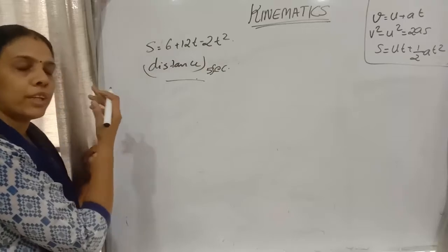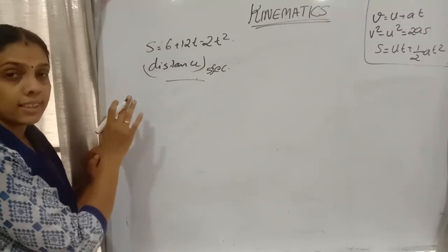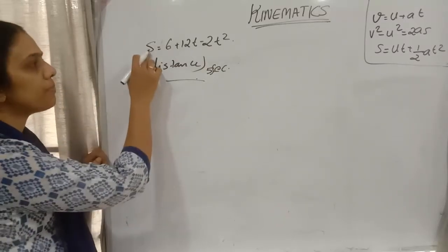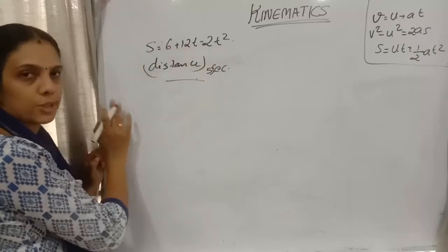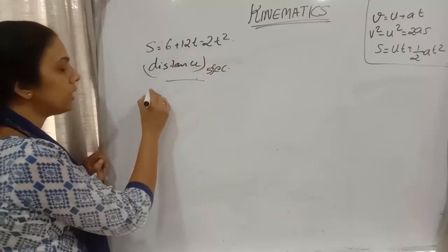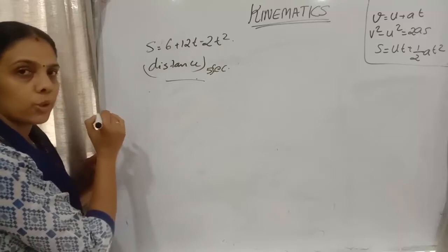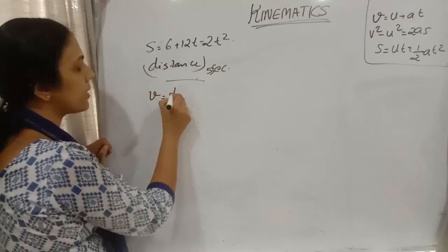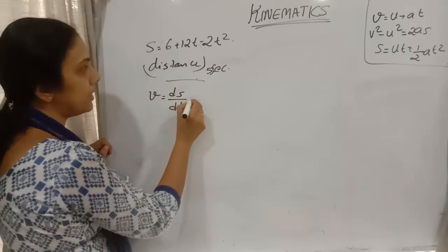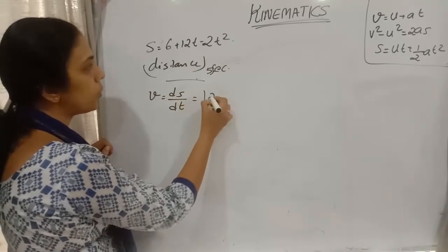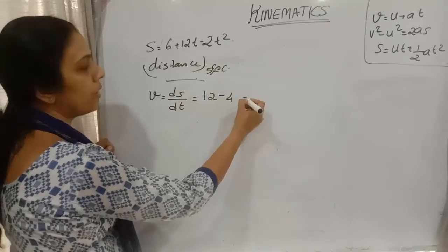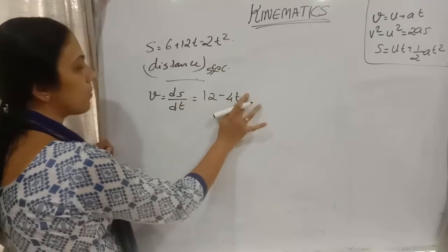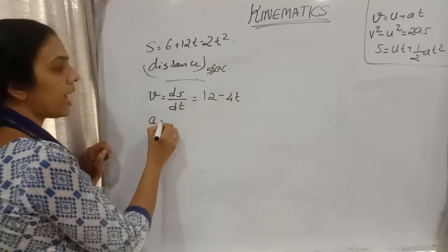Whether it is moving under uniform velocity or acceleration, how will we find out? Displacement is changing with respect to time, so we will first find out the velocity, whether it is under uniform velocity or not. How can we find velocity? It is equal to ds/dt, that is equal to 12 - 4t. Right, this is velocity. Now we will find out the acceleration.